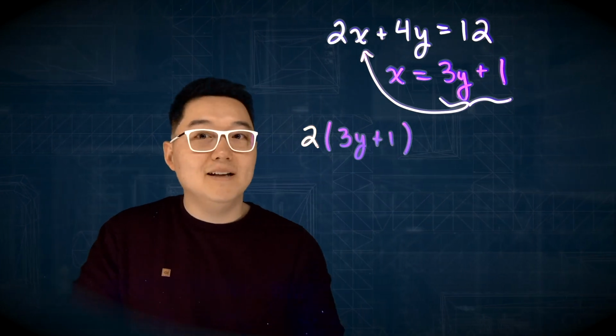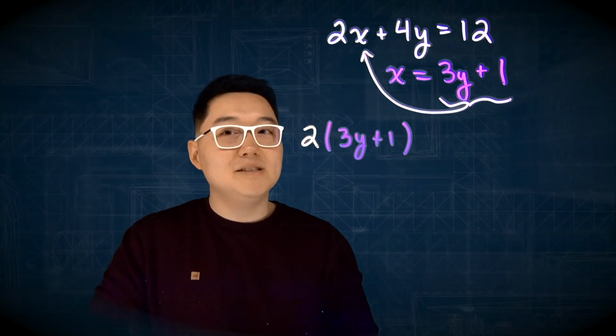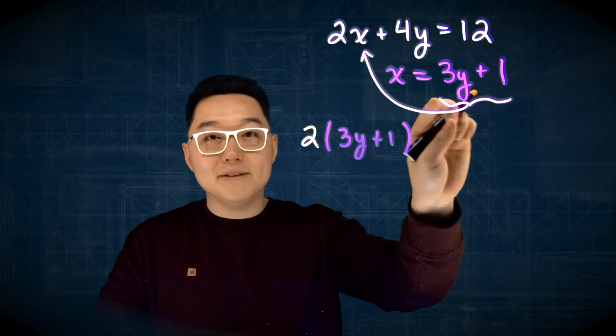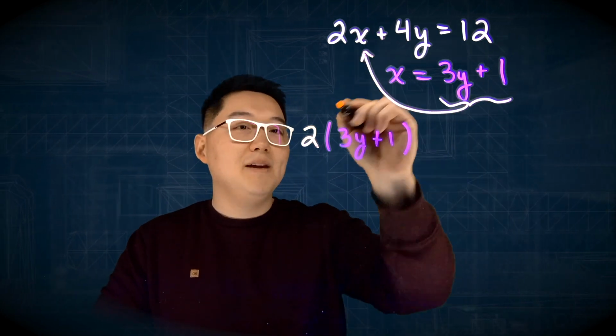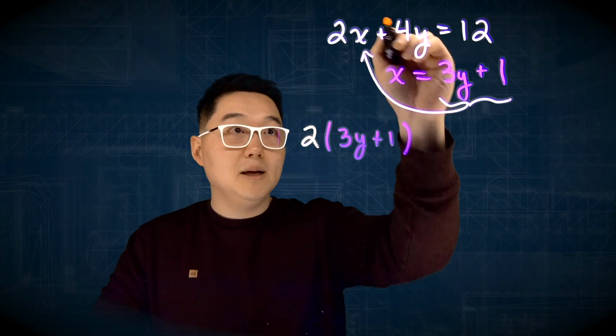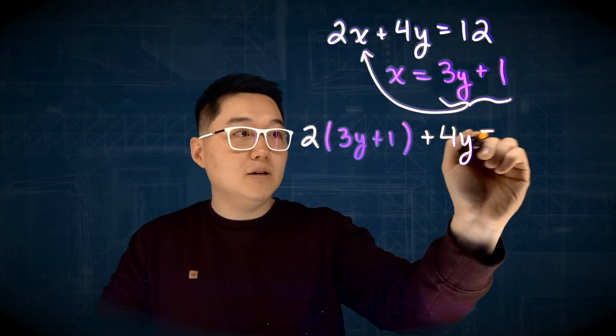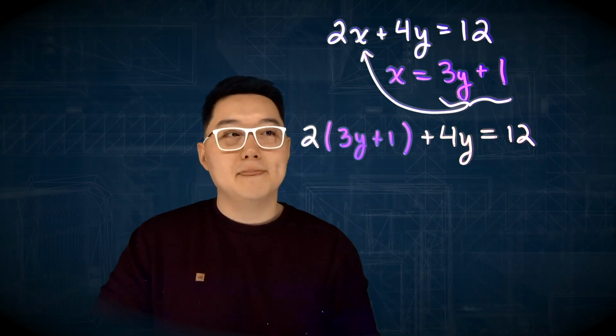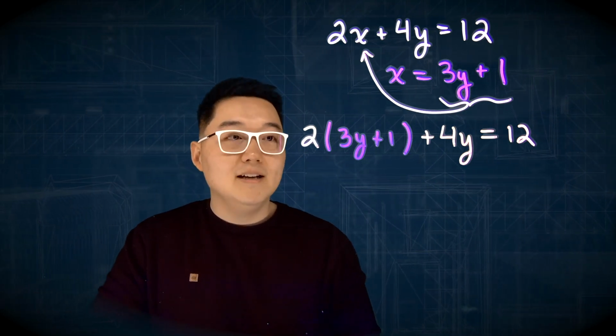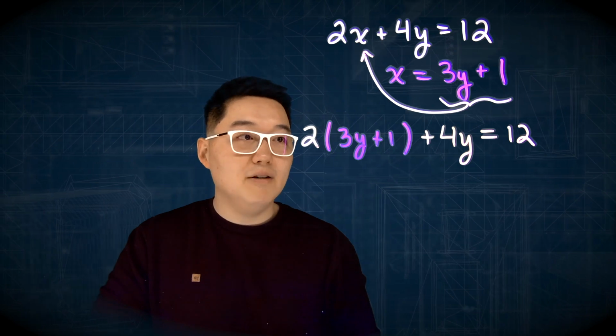That right there was the substitution process. We just substituted x for 3y plus 1. Now we have 2 times (3y plus 1) plus 4y has to equal 12. And there we go. Now all we gotta do is solve for the variable y.